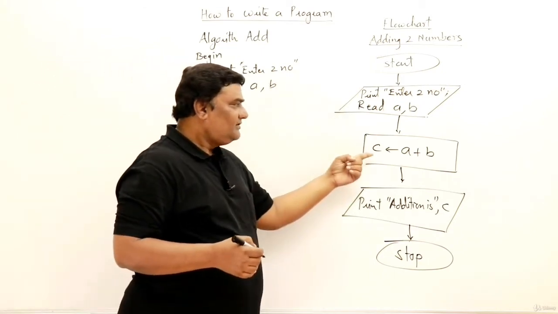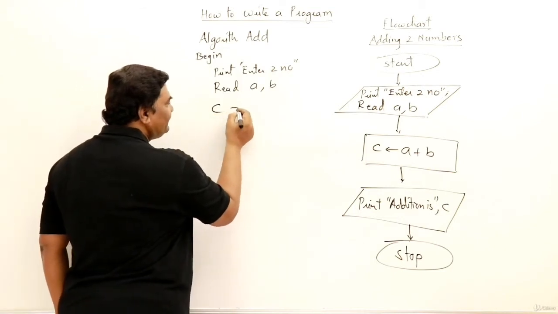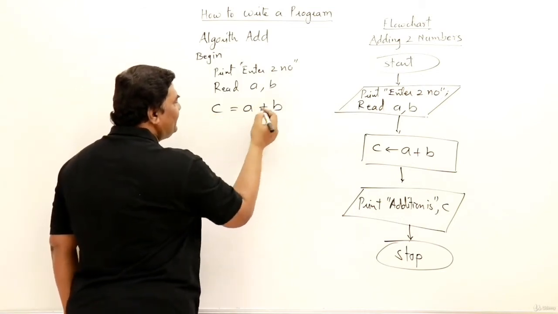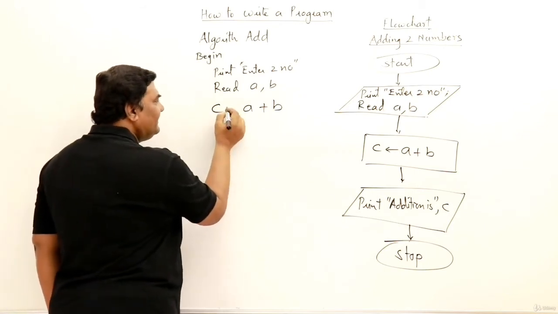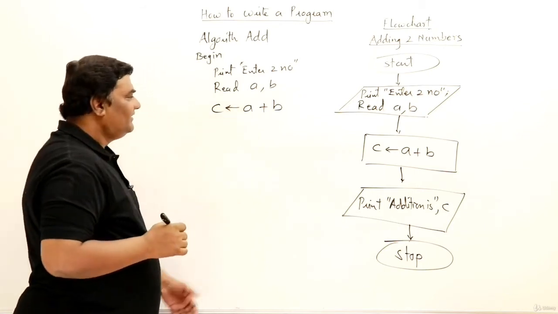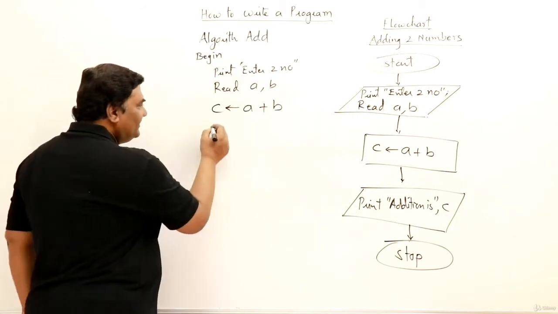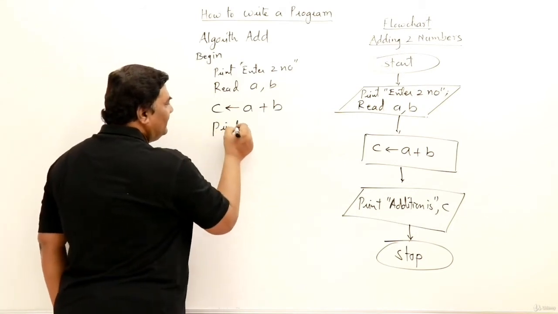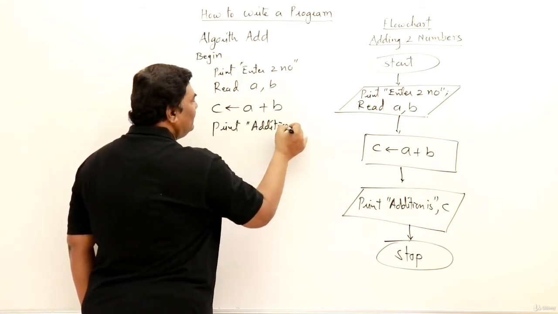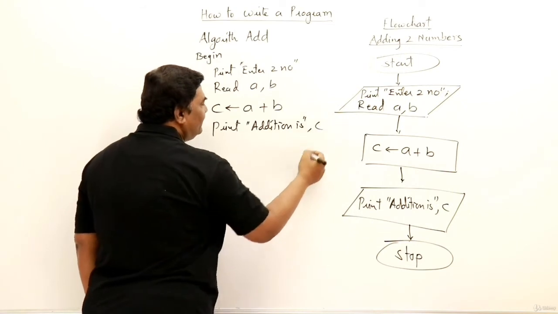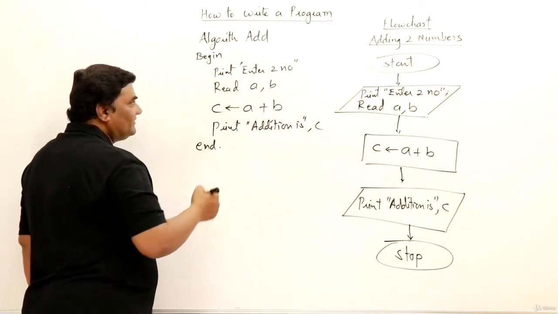This is over. Now next step is this one, processing. So C is assigned with A plus B. So I am writing this as assignment. Don't read it as equal to. Otherwise, write an arrow like this. Now next step is printing addition of number is so and so. So print addition is C. So this is the result. And this is the end of our algorithm.